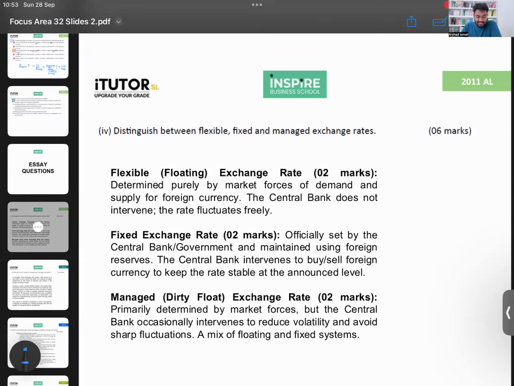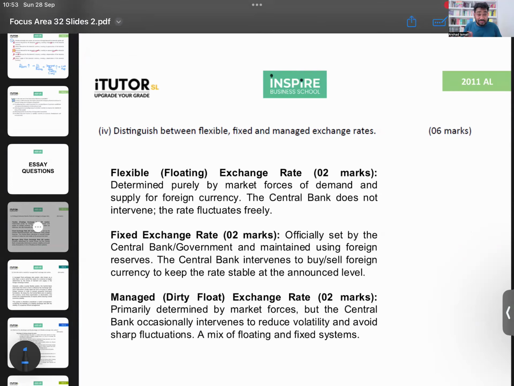Distinguish between flexible, fixed, and managed exchange rates. Easy. 6 marks. For 2 marks, you can explain each of these. You can write a little bit more detail than what I have given. You have the notes now. I just quickly tried to type something during the break we had.